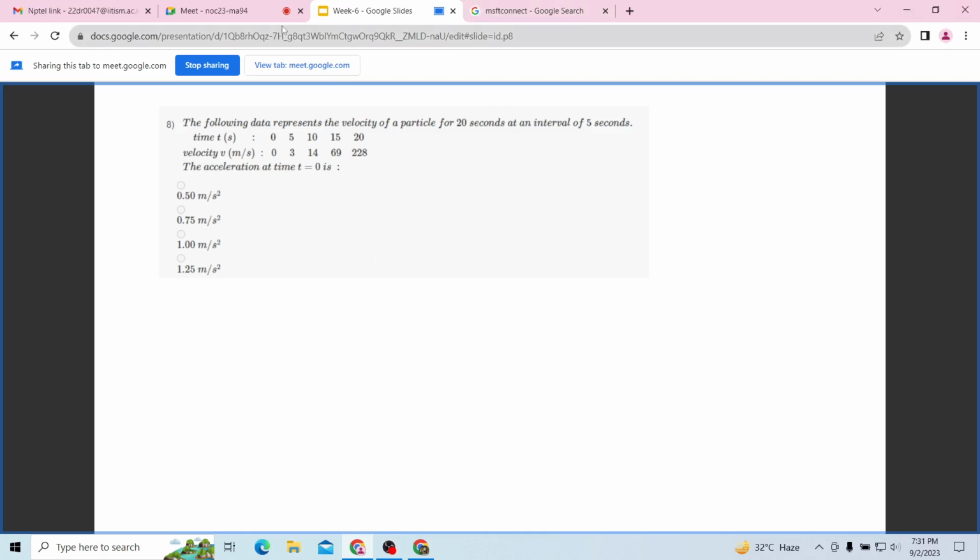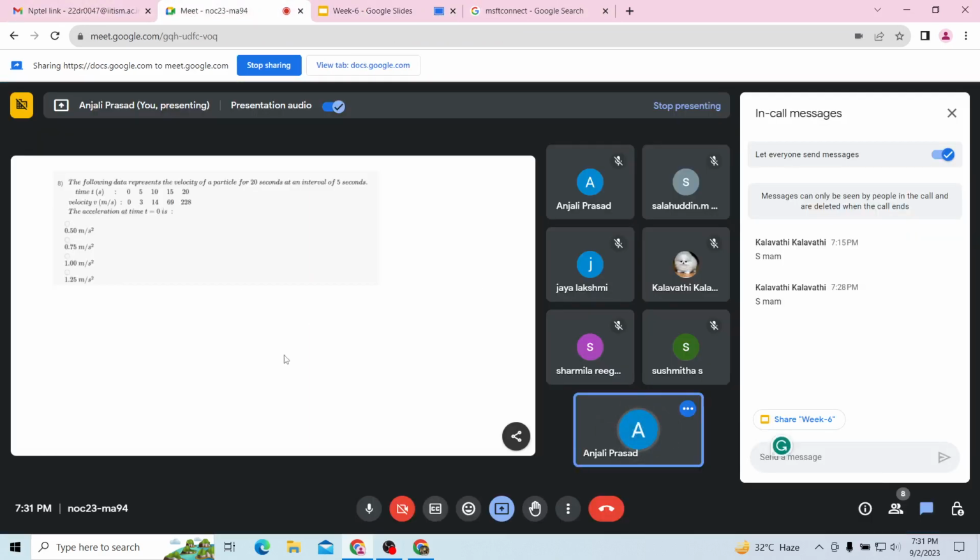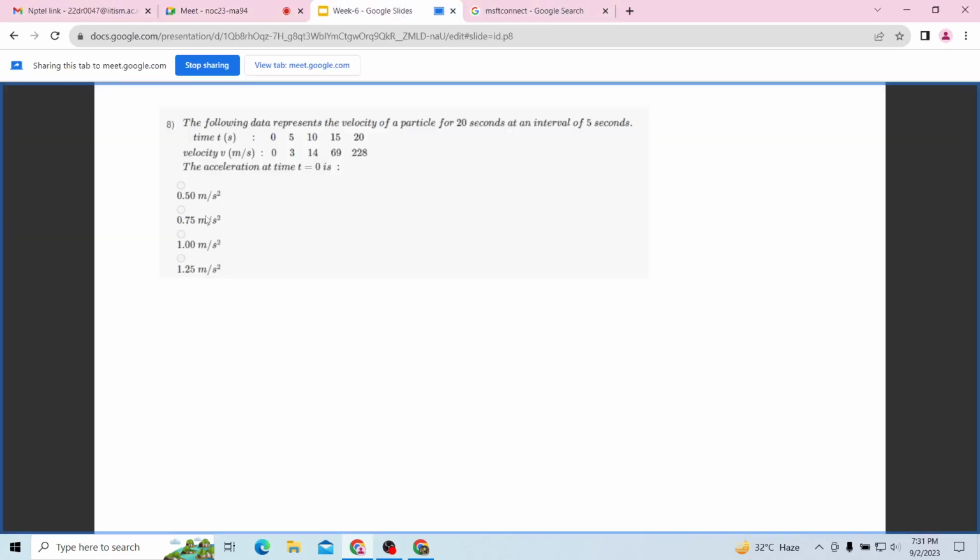Have you calculated dv by dt at t equals 0? What are you getting? Is it 0.50 meter per second square, or 0.75 meter per second square, or 1.00 meter per second square, or 1.25 meter per second square?